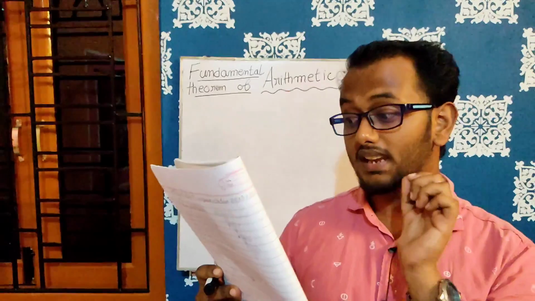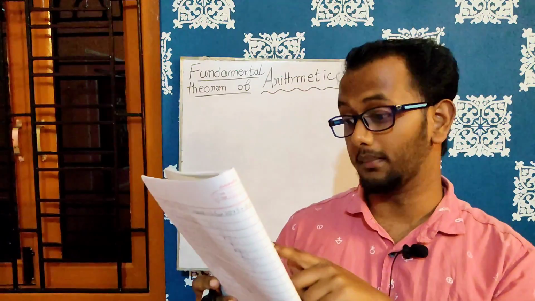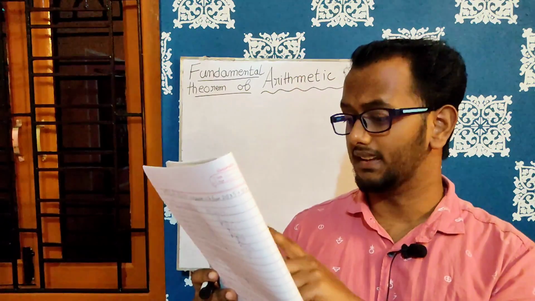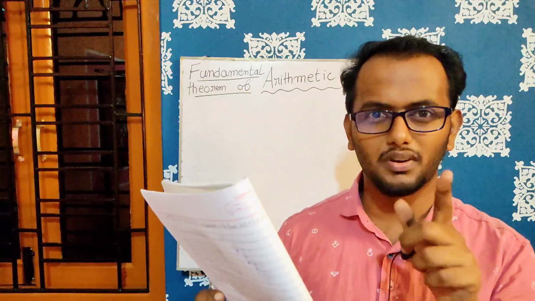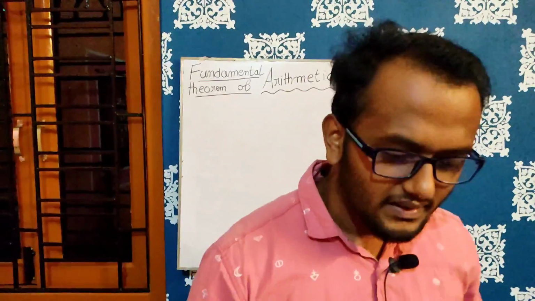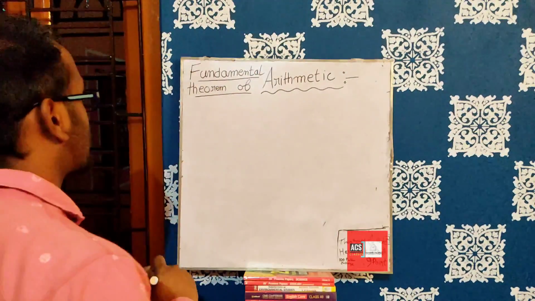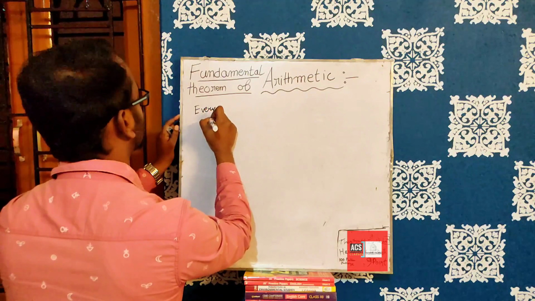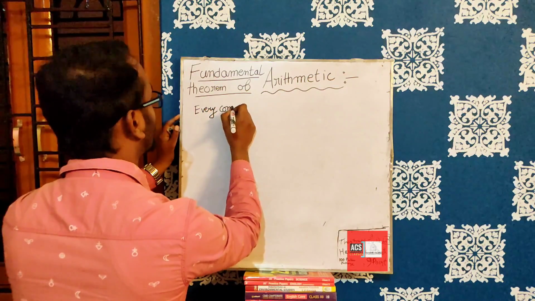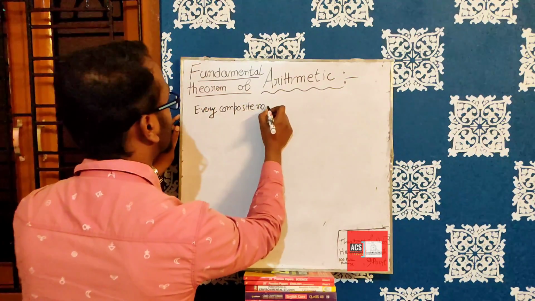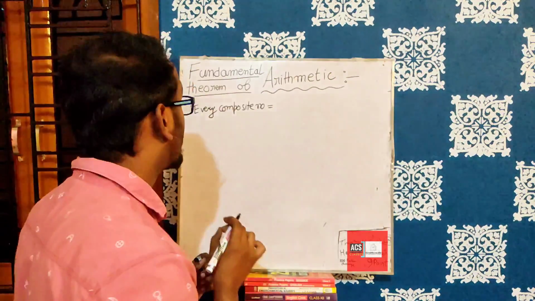It states that every composite number can be uniquely expressed as the product of primes, except for the order in which the prime factors occur, and this factorization is unique. Did you understand? Obviously not. So let me explain. They have said that every composite number can be uniquely expressed as a product of primes.